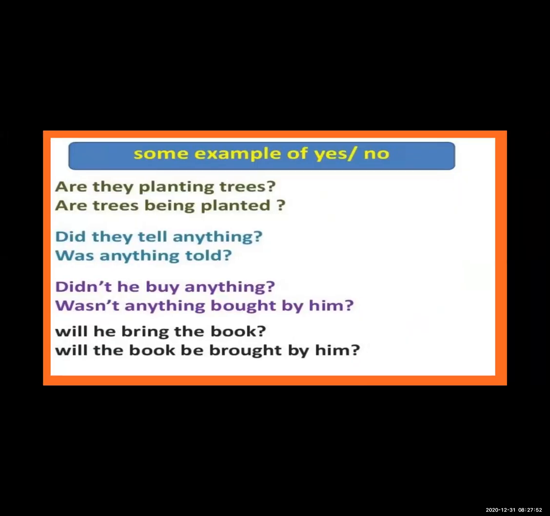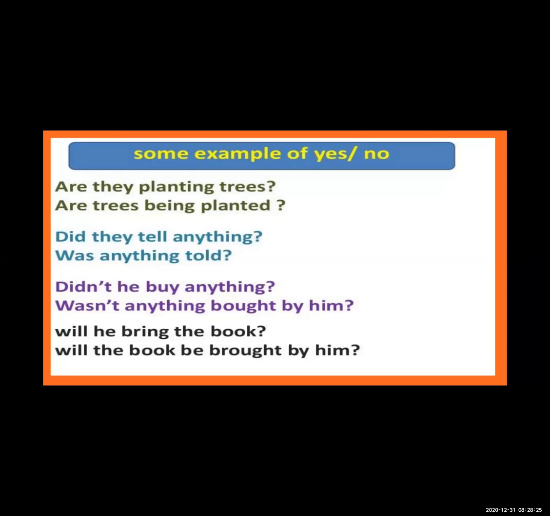Now yes-no type questions are there. These are some examples. We are repeating the examples so you can properly understand, and so the strengthening of your knowledge happens. Are they planting trees? So next example, are they planting trees? Are trees being planted? No need to take by plus subject because "they" is used.